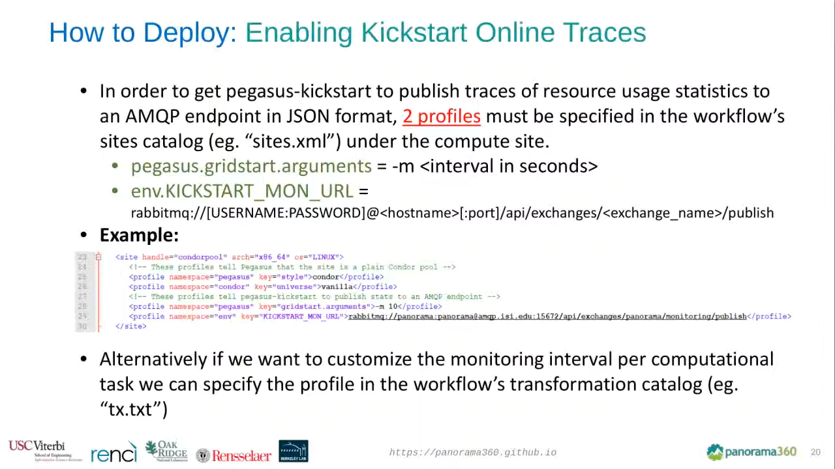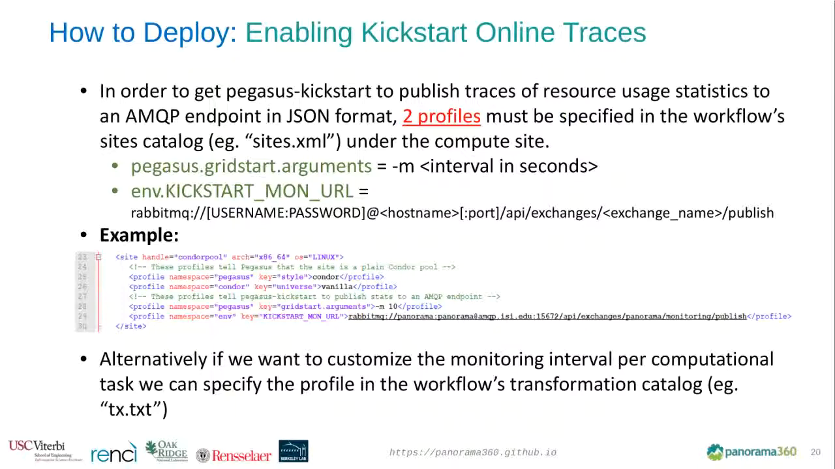Then, in order to enable the Kickstart online traces, you have to specify two profiles in the site catalog of your workflow. The first profile is called pegasus.gridstart.arguments, and this should be set to dash m and then the interval in seconds. Dash m is the flag that enables Pegasus Monitor from Pegasus Kickstart, and it will poll over the /proc for resource usage of your task.